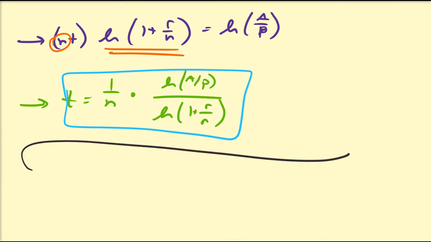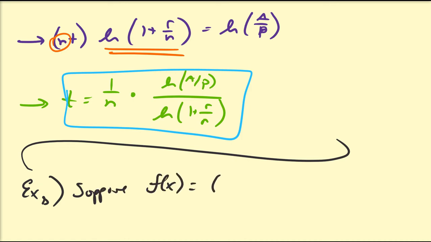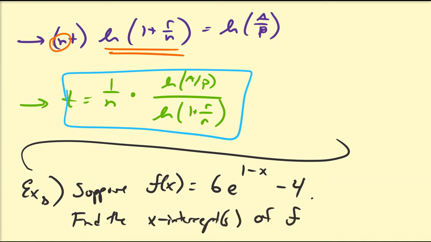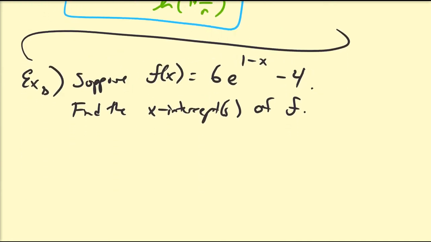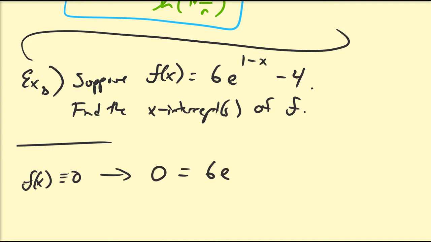And one last example that we can tie in with exponential functions. So suppose f of x is equal to the exponential function 6e to the 1 minus x, minus 4. So find the x-intercepts of f. So the x-intercepts are when this function is equal to 0. So if f of x is equal to 0, this is going to imply that 0 must be equal to 6e to the 1 minus x, minus 4. So that means e to the 1 minus x must be equal to 4 divided by 6, which is going to be the same as 2/3.